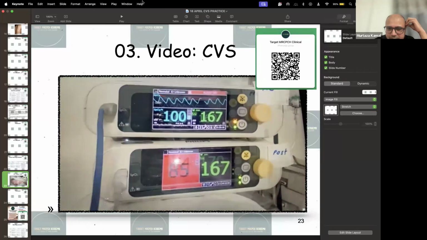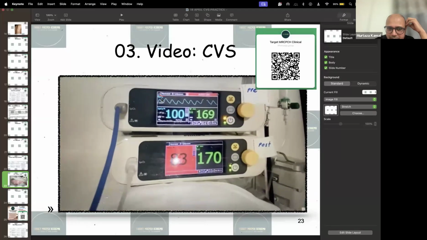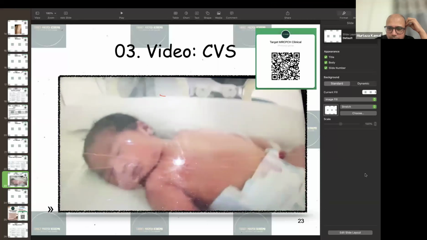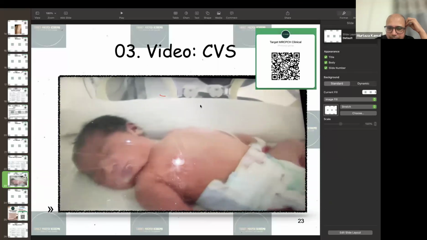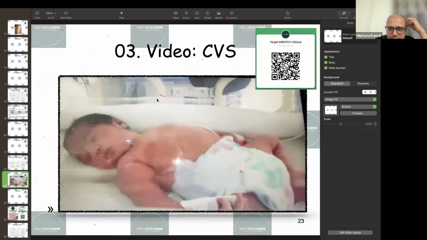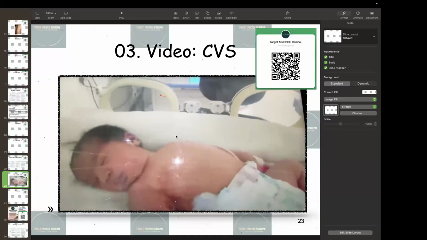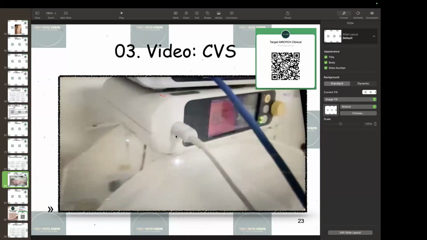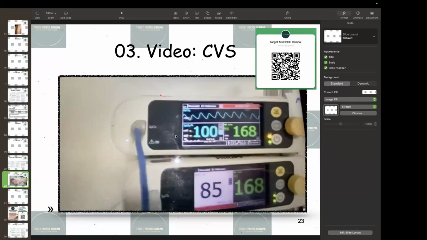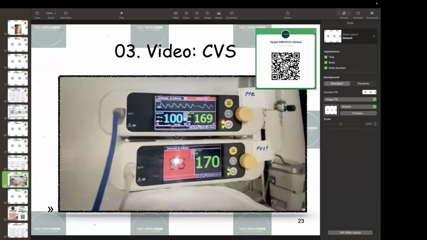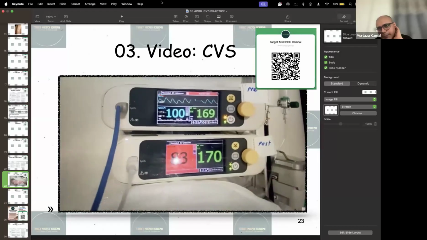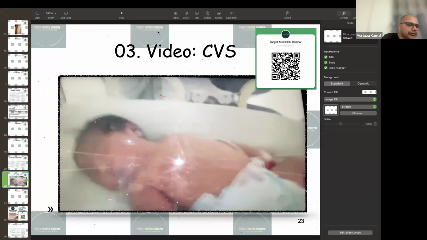Put PPHN as the first differential, because in the case of PPHN, lower limb saturations will be higher than the upper limbs. Okay. Yeah, that I got it. But they are generally distressed. This baby is not. Still, we can keep PPHN as the top differential, right? Yeah, you can keep PPHN because you are always keeping your differentials.